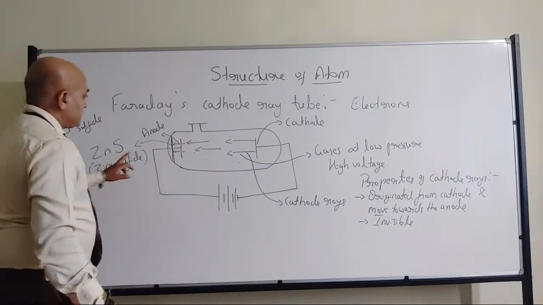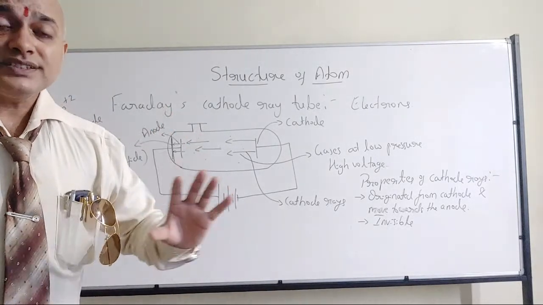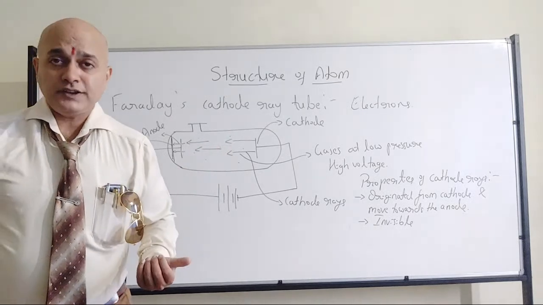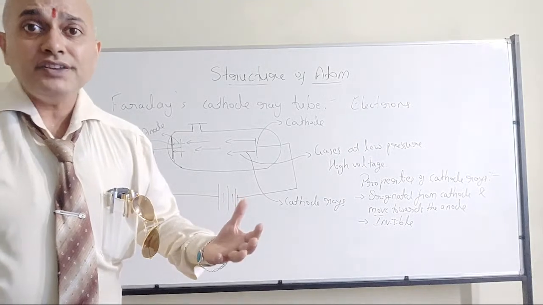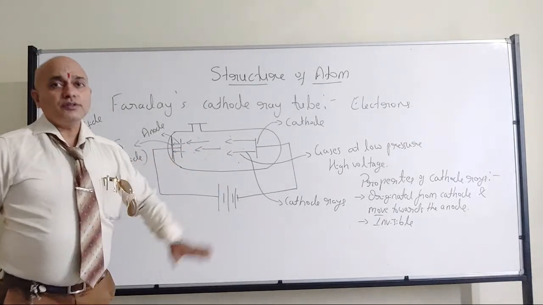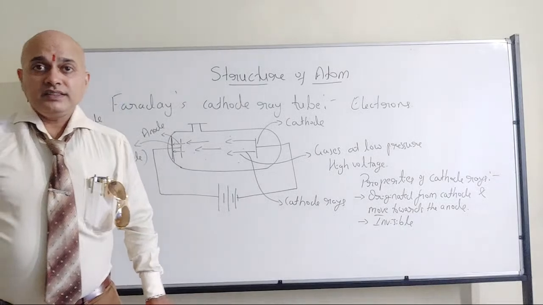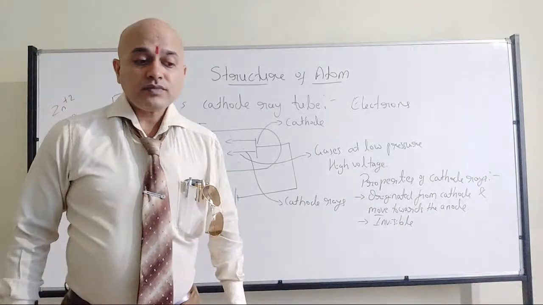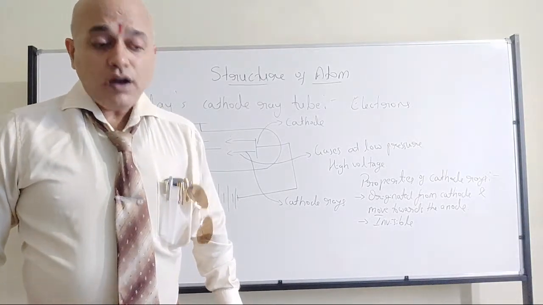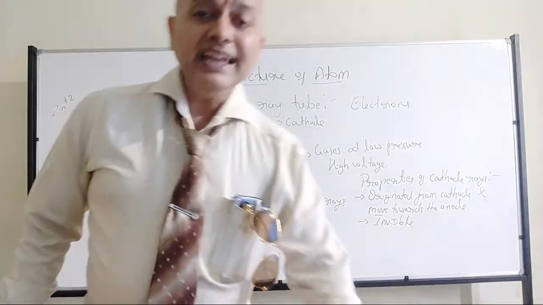For the time being, you can observe the fluorescent screen, in this example zinc sulfide. It can make different colors whenever it is hit by radiation. That is why cathode tubes were used in televisions to make pictures. On the basis of this, they came to know the existence of cathode rays. Otherwise, cathode rays are invisible and not visible in nature. They identified them by using fluorescent or phosphorescent material.